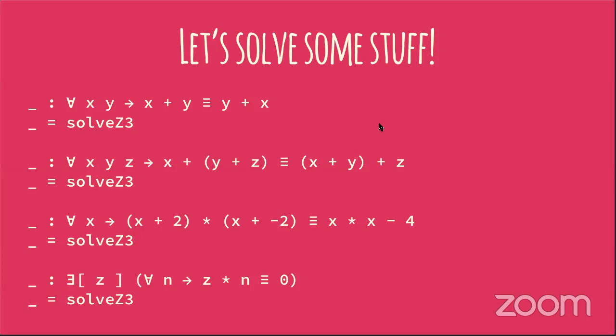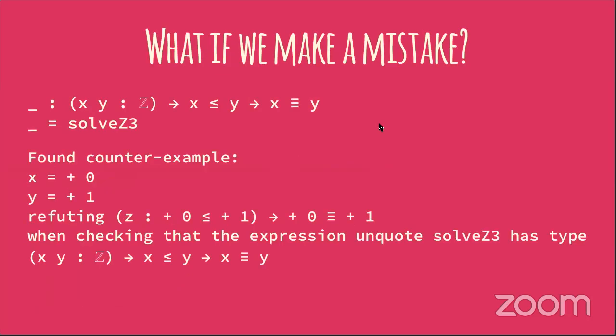So looking at these solve Z3 things, you might wonder, yeah, but what if I try to prove something that's not true? Like, what sort of horrid error message will I be faced with? And not to worry, the error messages aren't too bad. So let's say we try to prove that if x is smaller or equal to y, then x is equal to y. So that's probably not true. I'm not entirely sure about orders and equality, but I think that's not true.